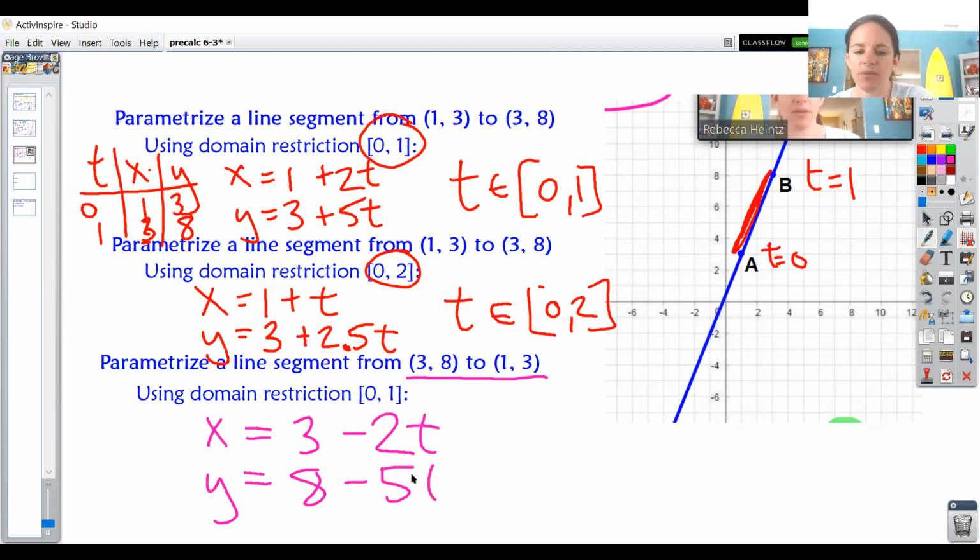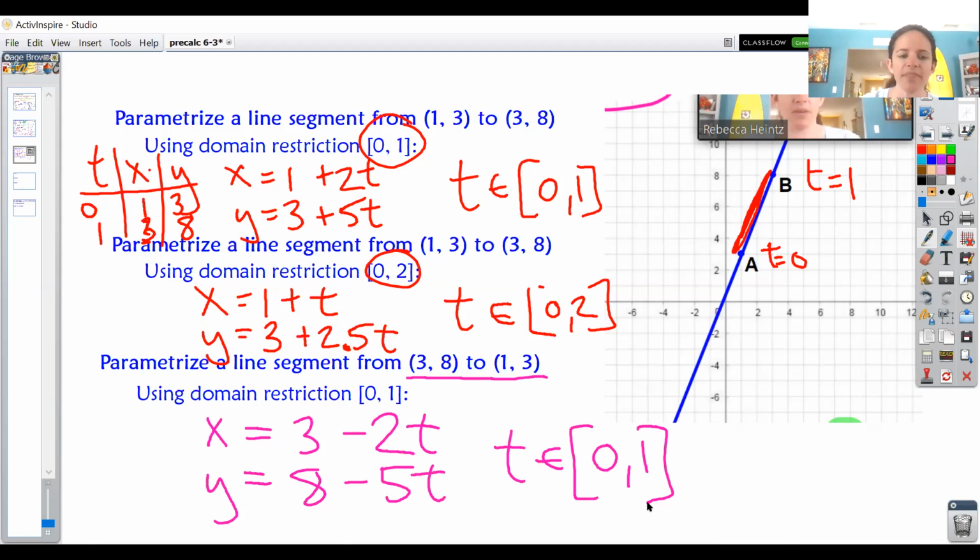And so this would get us using the domain 0 to 1, which is the easiest one. So you should always use that one unless it says otherwise. This actually starts me at time equals 0 at the point 3,8, and it lands me at 1,3 when t equals 1, and you can check that by plugging in.